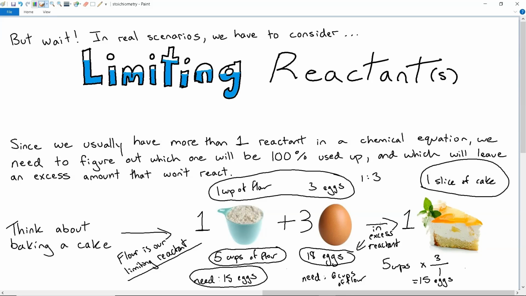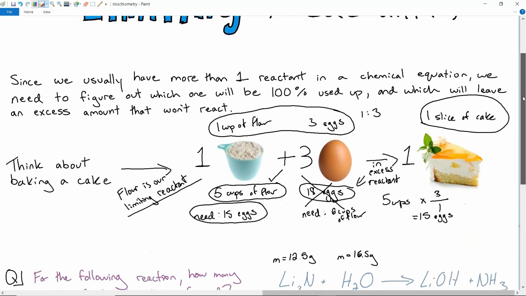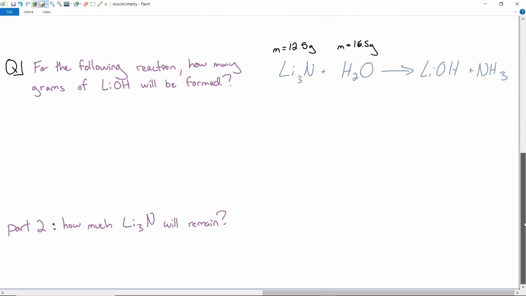The amount of cake I create is not dependent on how many eggs I have, but in terms of how many cups of flour I have. All right, hopefully that made some sense. And to check our understanding, let's try a more scientific question. So for this one, we have lithium nitride and water reacting with lithium hydroxide and ammonia. And the question is, for the following reaction, how many grams of lithium hydroxide will be formed?